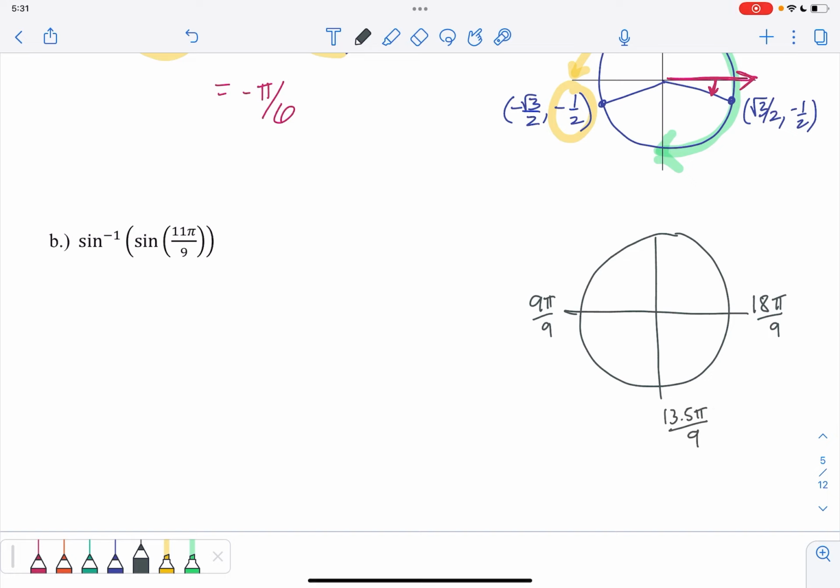And again, I'm just doing that to see what quadrant I'm in. Okay, I'm in quadrant 3, and I'm going to nail down this angle. So 11 pi over 9. So something like this. The initial side is on the positive x-axis. The terminal side is in quadrant 3. And I'm just going to draw it in standard position, 11 pi over 9. Okay, so I have that.